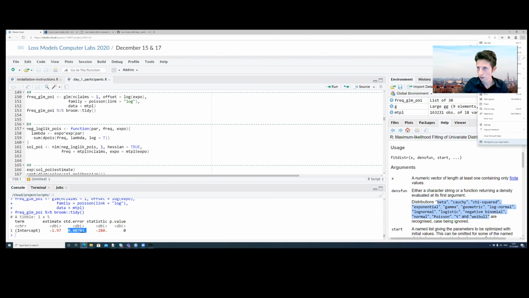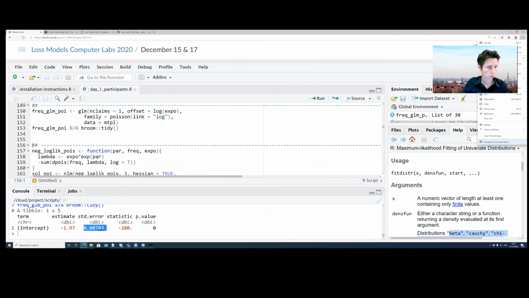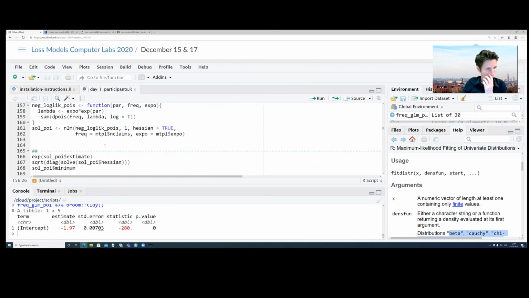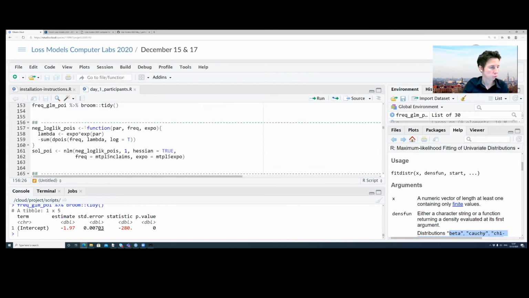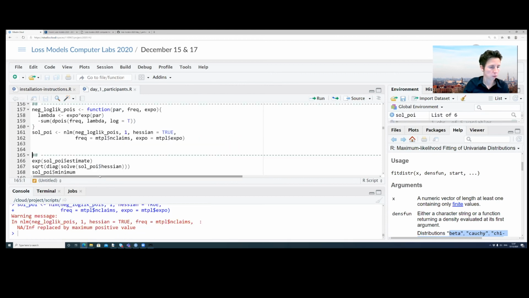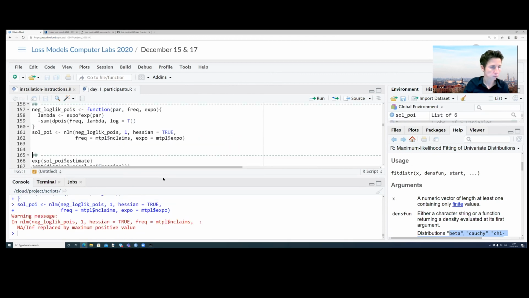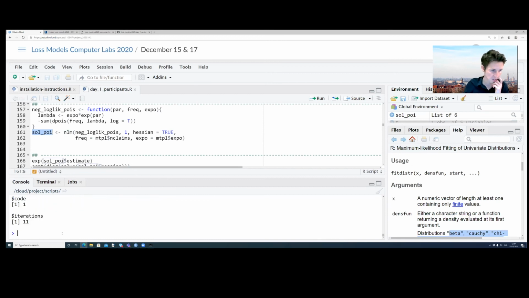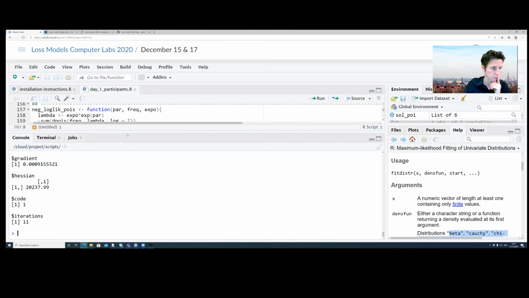Okay. If we're now going to do that with our own written routine, we're going to look at a negative log likelihood of our Poisson. We're going to put everything into place, and we're going to do the numerical optimization with the built-in routine MLE. And we're going to store the results in sol poids. So if you ask to inspect these results, you'll get an output like this.